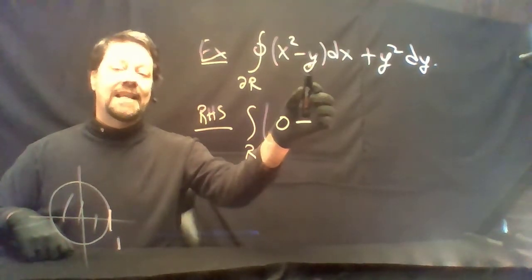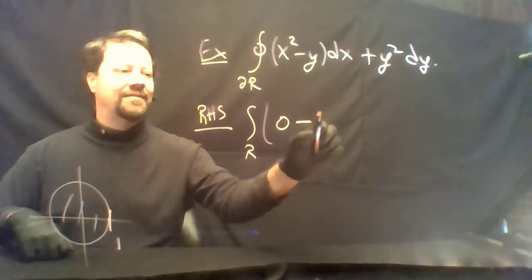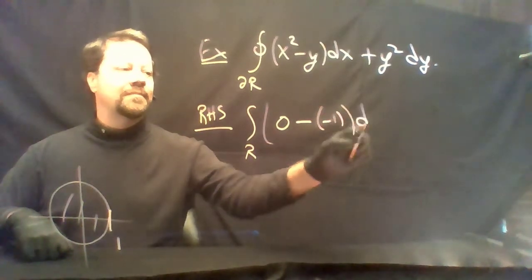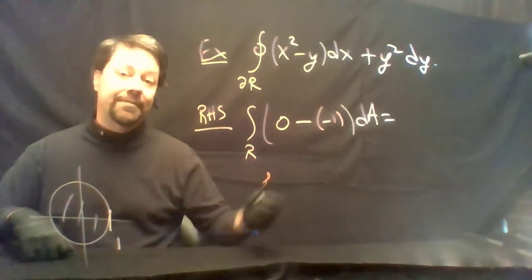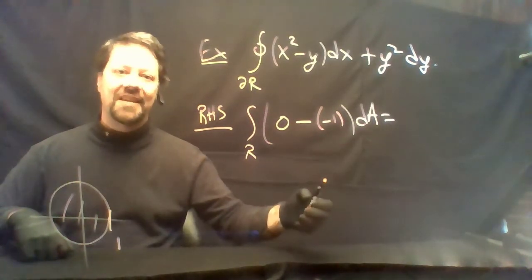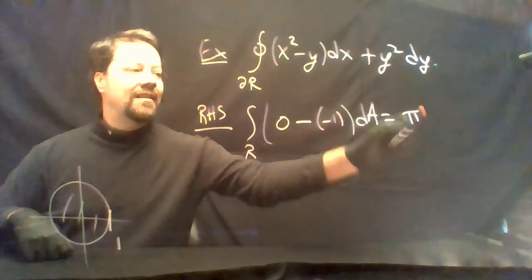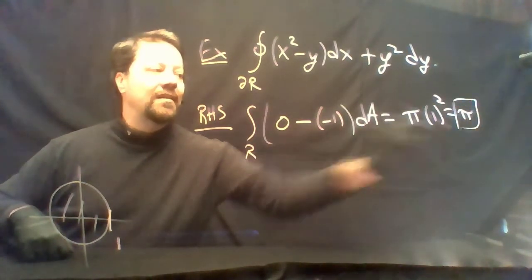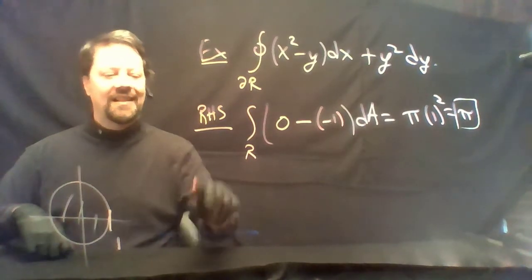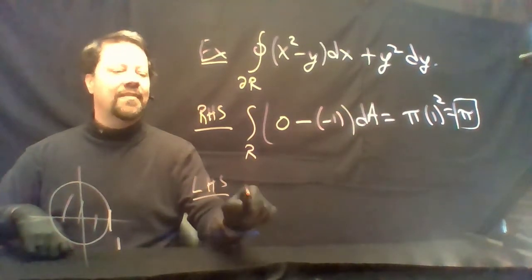Minus dm dy. We get 1 times the area element. Well, that gives you the area of the region. That's pi times 1 squared. And that's pi. Now let's do the left-hand side.